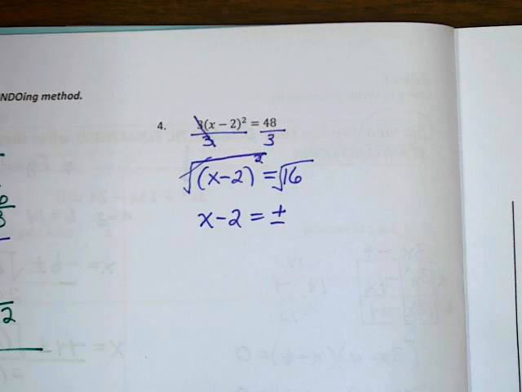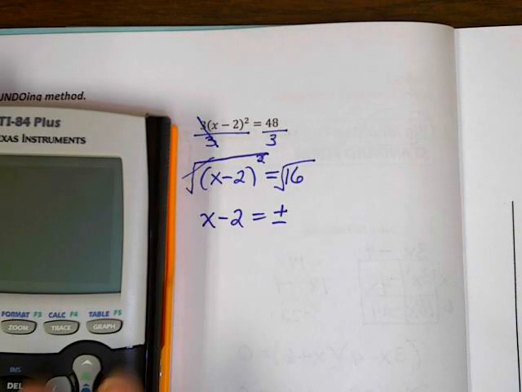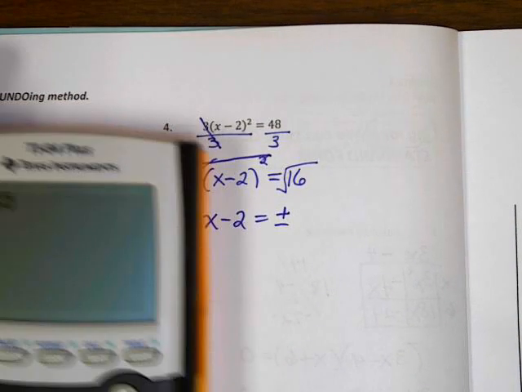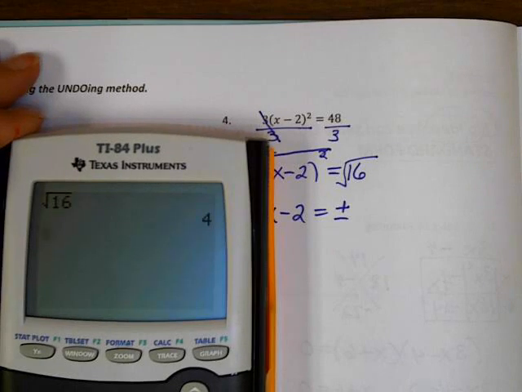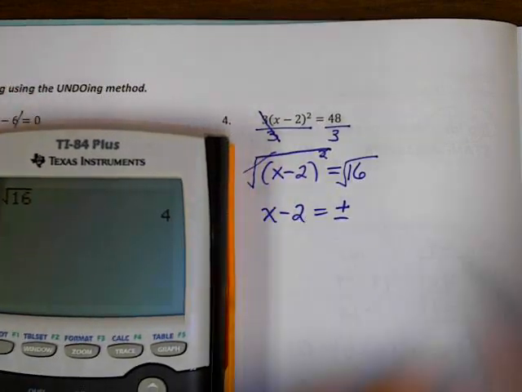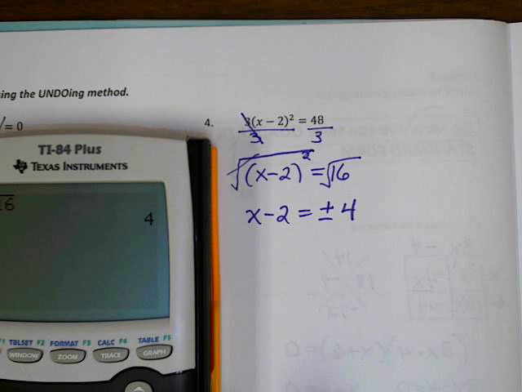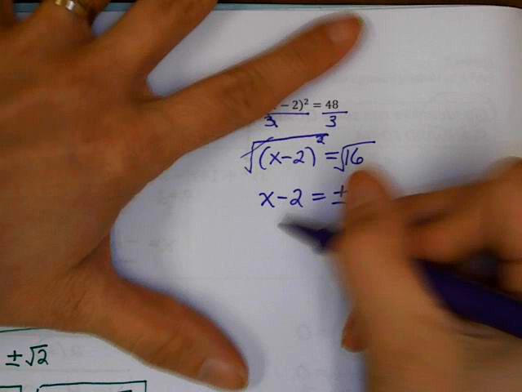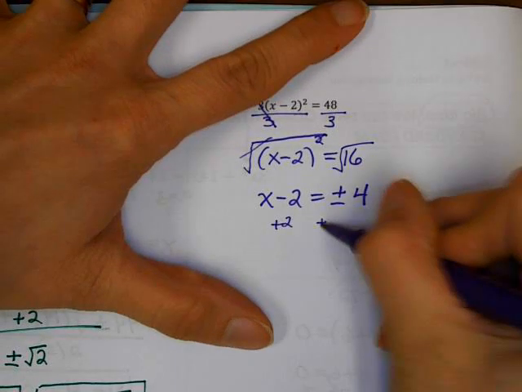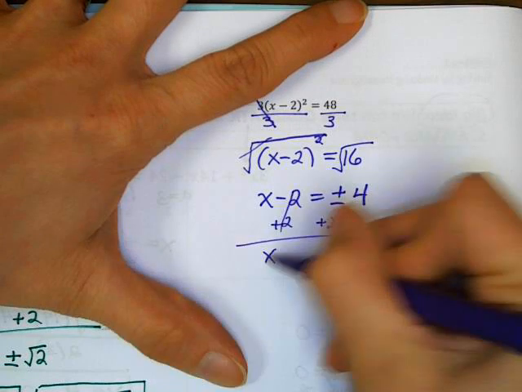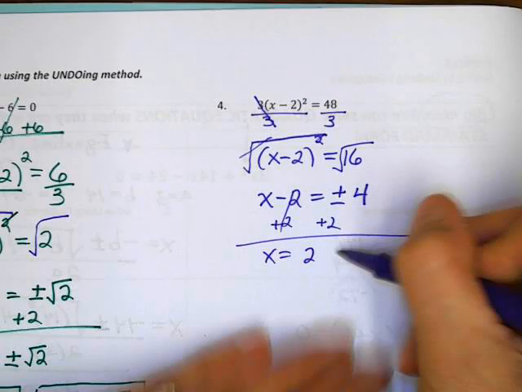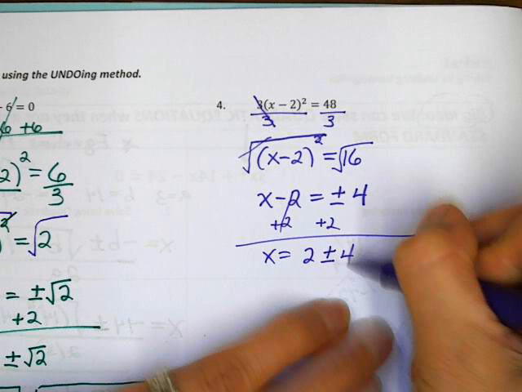Hey, is 16 a perfect square? The square root of 16 is 4. So let's write plus or minus 4. Perfect. Okay, now we'll add 2, and we'll add 2. I like to write the 2 first, and then say plus or minus 4.